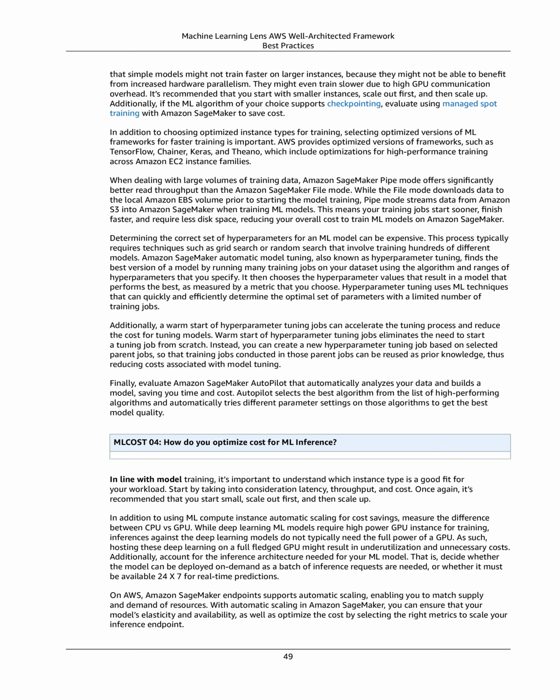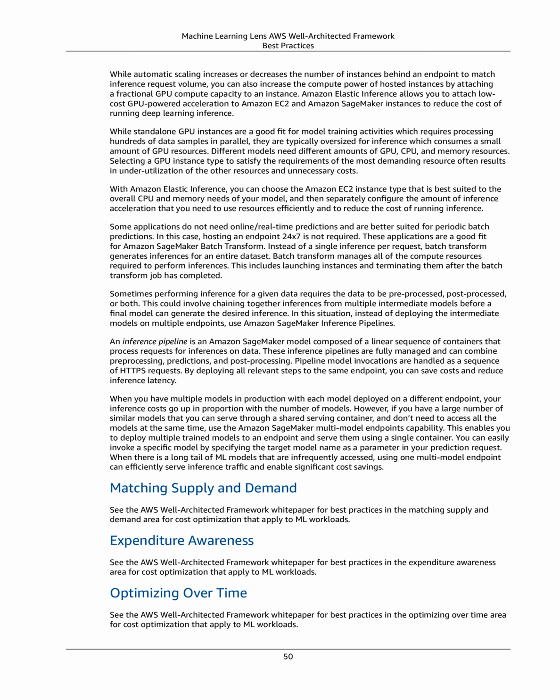On AWS, Amazon SageMaker Endpoint supports automatic scaling, enabling you to match supply and demand of resources. With automatic scaling in Amazon SageMaker, you can ensure your model's elasticity and availability, as well as optimize the cost by selecting the right metrics to scale your inference endpoint. While automatic scaling increases or decreases the number of instances behind an endpoint to match inference request volume, you can also increase the compute power of hosted instances by attaching a fractional GPU compute capacity to an instance.